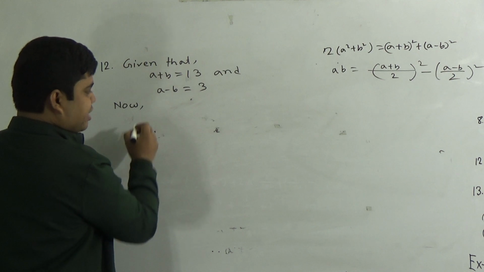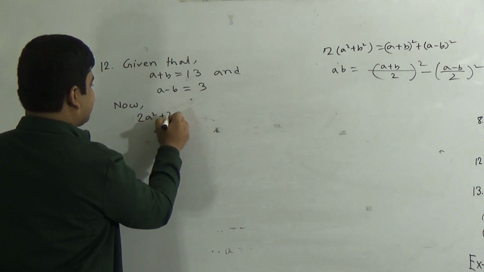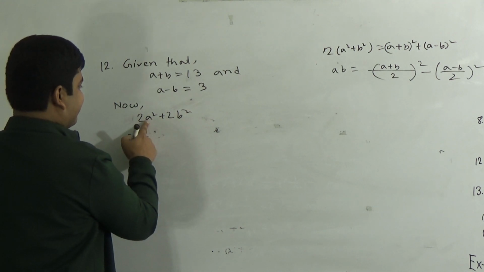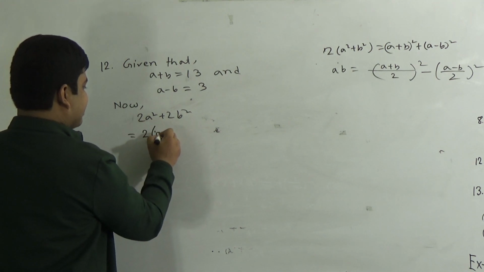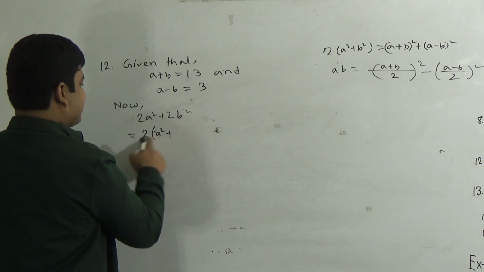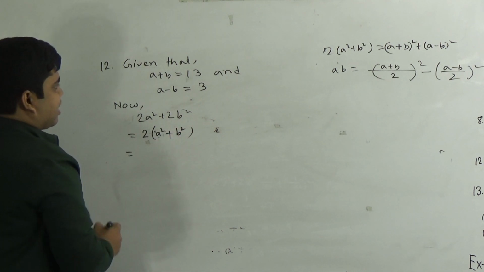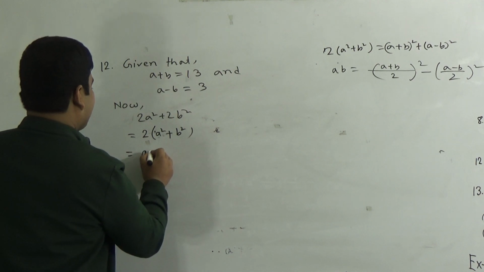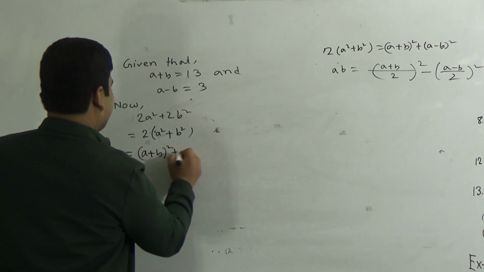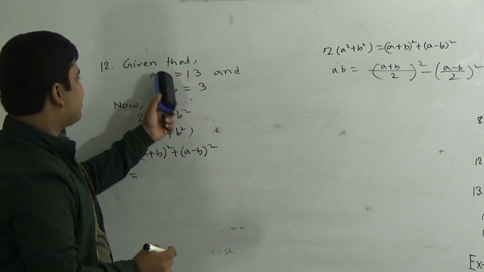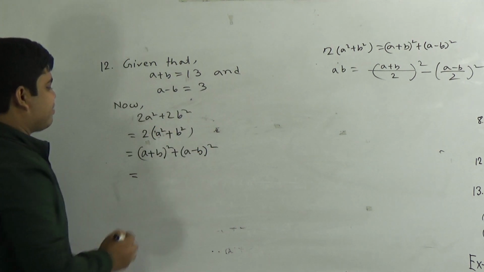Now the first expression is 2a square plus 2b square. Here you notice 2 is common. That means we divide 2a square by 2 and we get a square, plus we divide 2b square by 2, then we get b square. So 2 into (a square plus b square), and it is (a plus b) whole square plus (a minus b) whole square. Now we put the value of a plus b and a minus b in this expression.